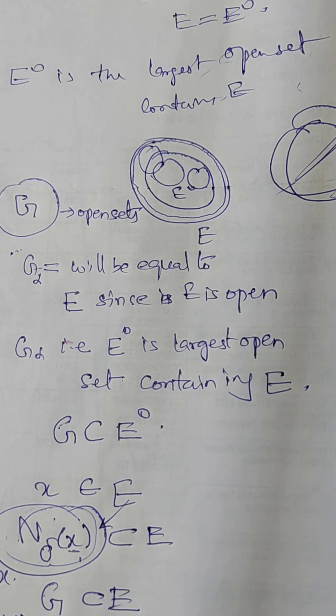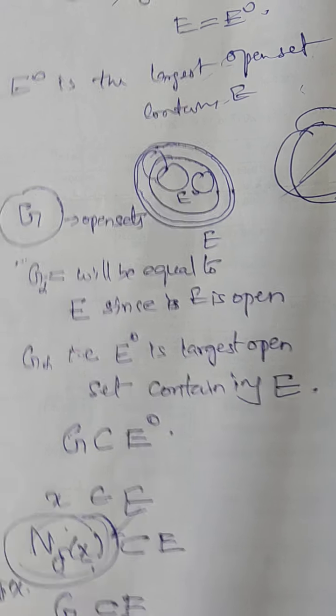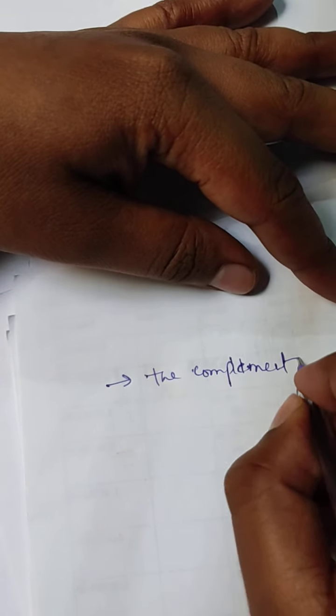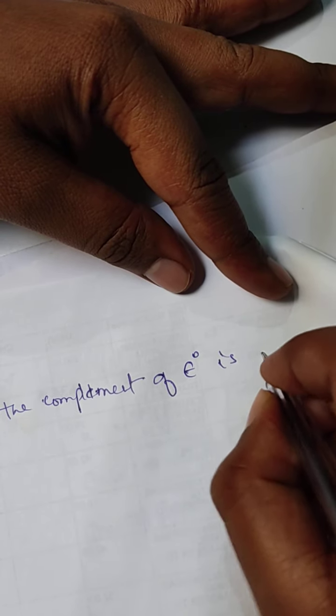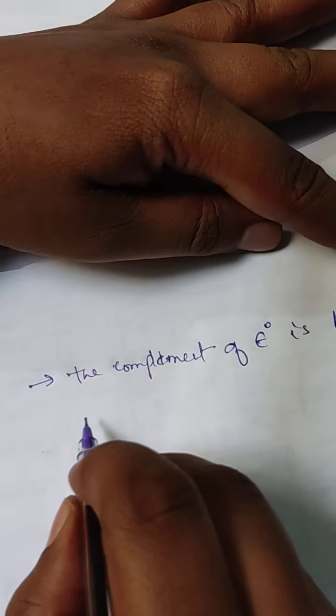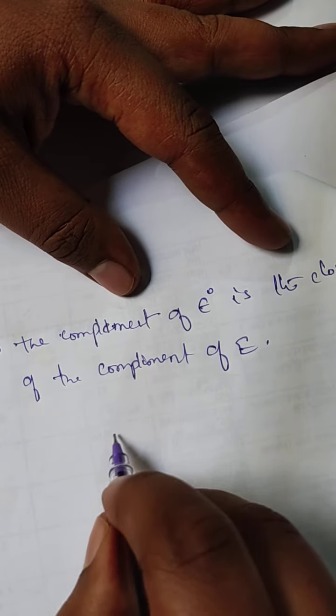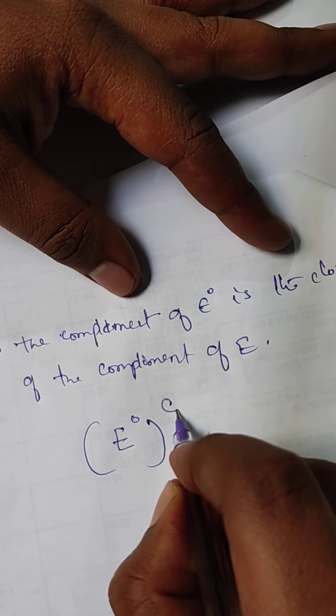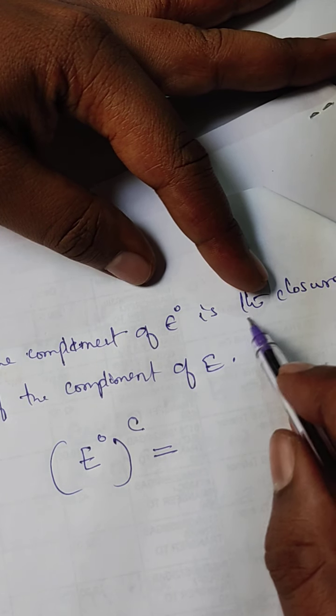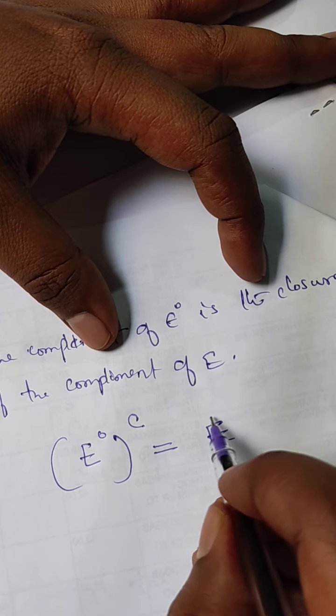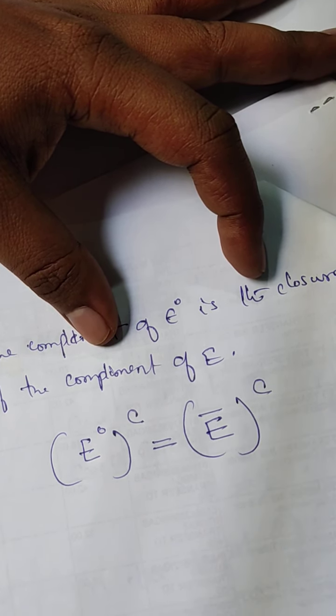Now the last concept related to E interior is that the complement of E interior is the closure of the complement of E. The last concept that we have here is that the complement of E interior is the closure of the complement of E.